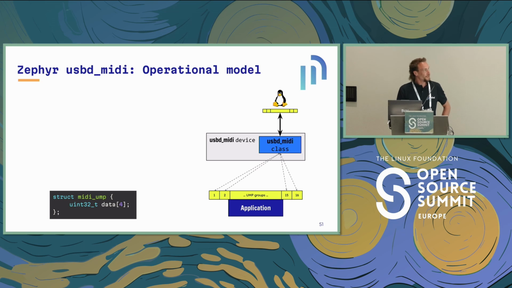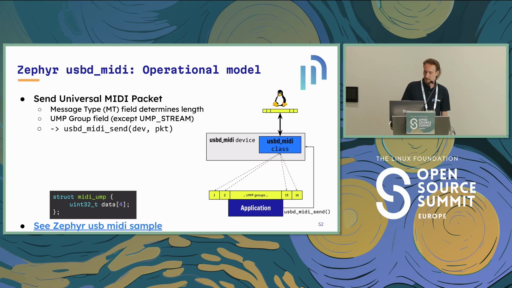So the operational model of USB MIDI in Zephyr is that you have that UMP packet, which is very simple in that case. And then your application will be able to exchange the 16 UMP groups with a host. It's implemented in the USB MIDI class, and all of that is wrapped into a USB MIDI device, so we can use the standard device API from Zephyr. So how that works, you can use usbd_midi_send, which sends a message.